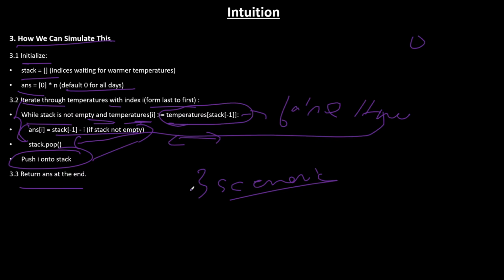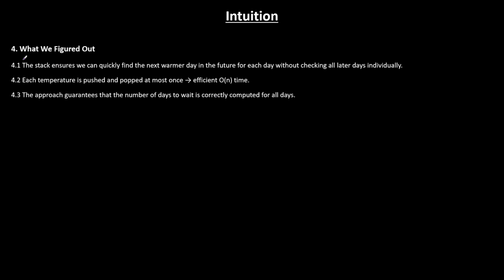Okay, so I hope you understood the intuition. It was pretty easy and straightforward. You just have to know about the monotonic stack and where to use the stack. So what to figure out? Figure out that the stack ensures you can quickly find the next warmer day in the future for each day without checking all the later days individually, right?